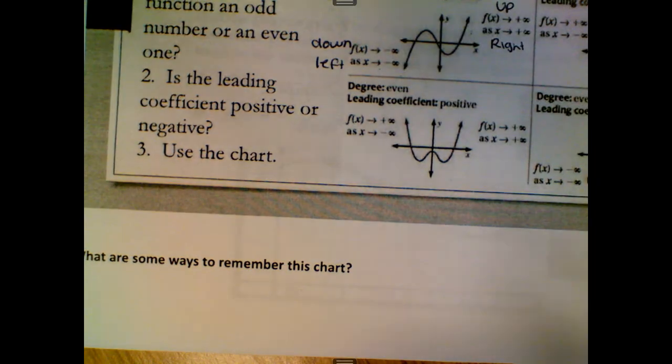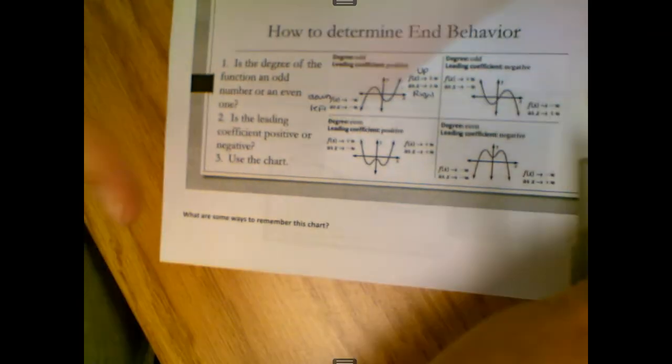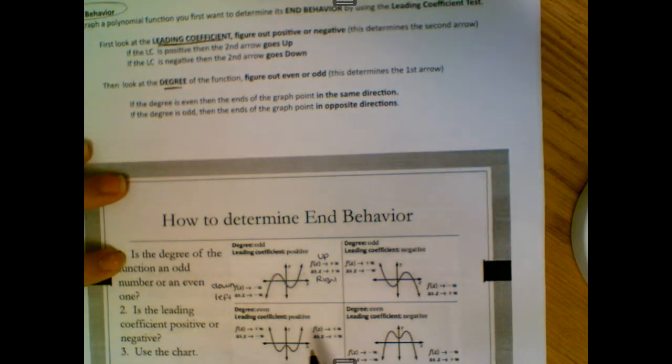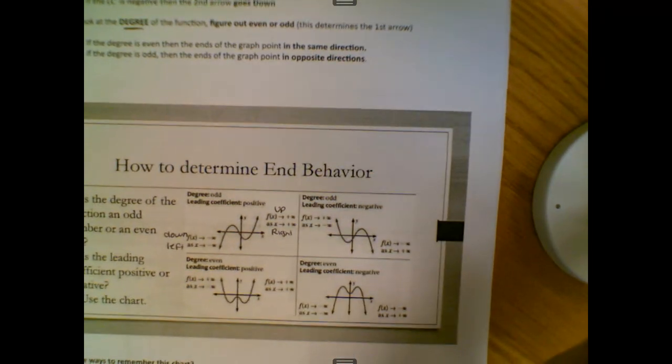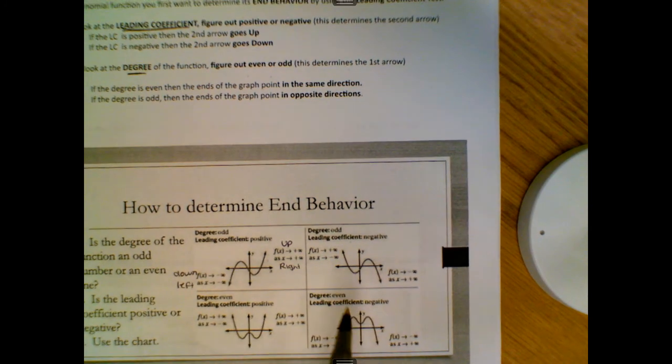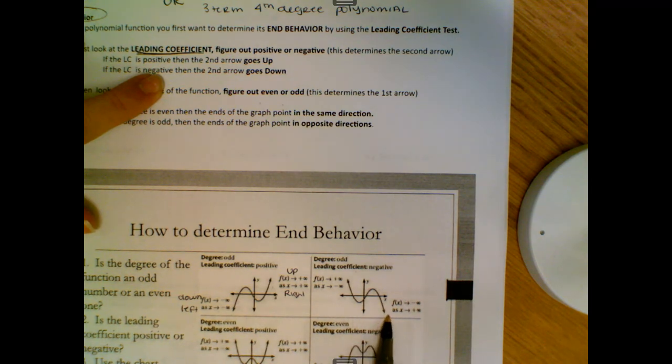So, ways to remember this fancy chart. Well, this whole arrow up and down thing. You can use this chart at all times. It's an easy Google, as long as, and it's right here in your notes. But note that if the lead coefficient is positive, then the second arrow goes up. If the lead coefficient is negative, the second arrow goes down. So you'll be able to write that arrow right away by looking at the lead coefficient.